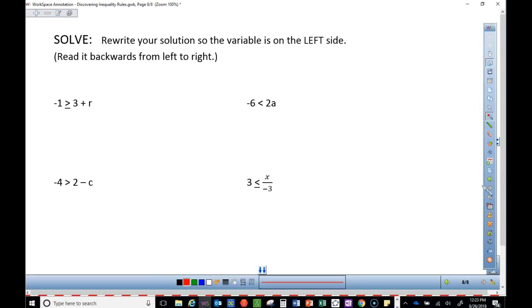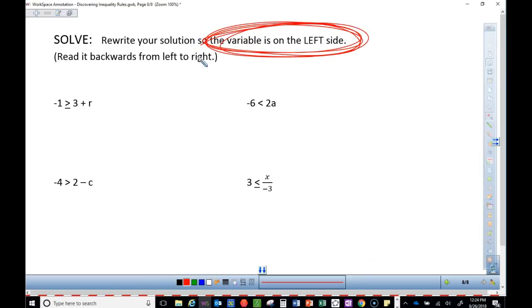And then we want to make sure the variable is on the left side at the very end, and it's for graphing. That's why, so that when we get to graphing, it won't be so confusing. So when we do this one, we're going to subtract 3 from both sides to get r isolated. So we have r is greater than or equal to -1 minus 3, which is -4.